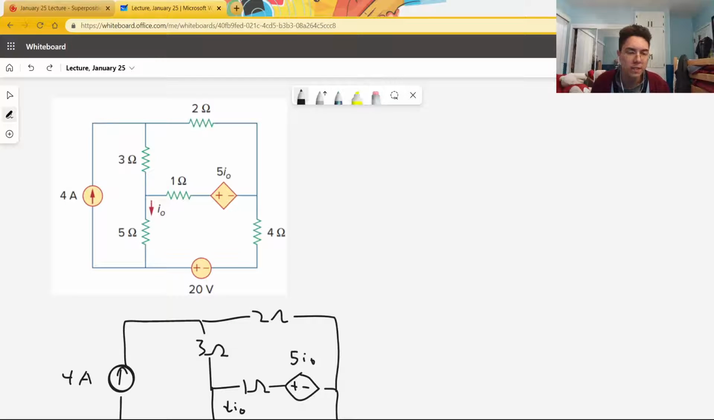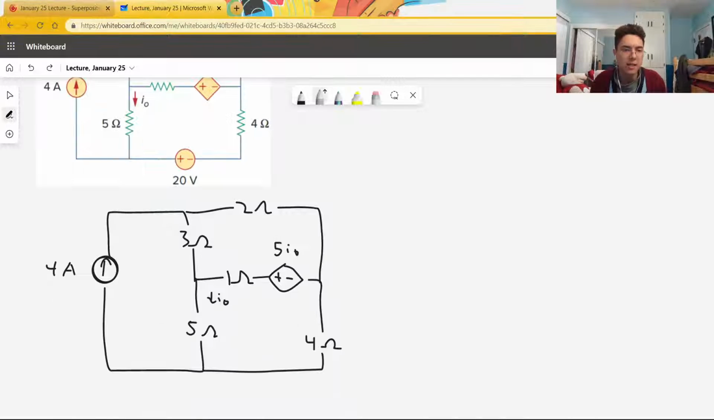In this video, we will finish our analysis of this circuit by superposition by focusing on the version of the circuit where the 4 amp current source is highlighted and the 20 volt voltage source is ignored. In this version of the circuit, we have 3 meshes. I will write them as follows.